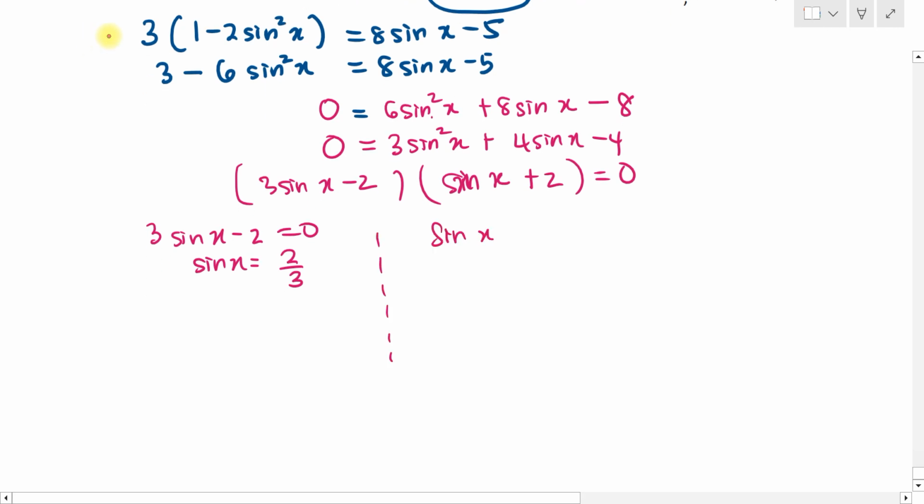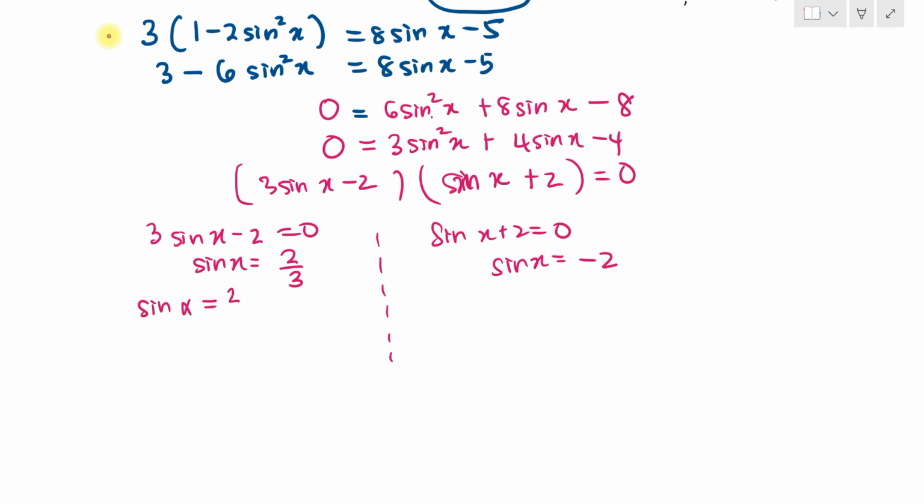And sine x plus 2 equals 0, so sine x equals negative 2. You must remember sine x only goes from negative 1 to positive 1. For negative 2, most probably it's not defined. You can check later. Okay, we change to alpha first.